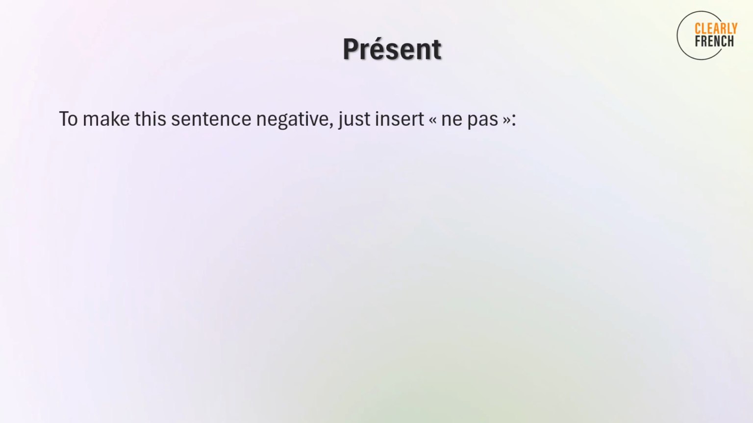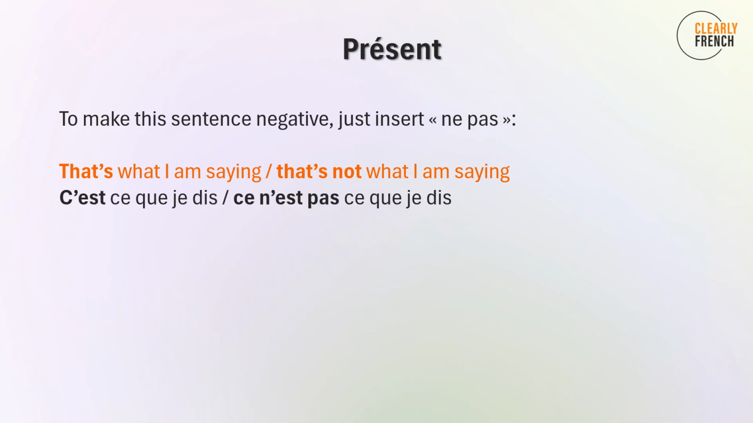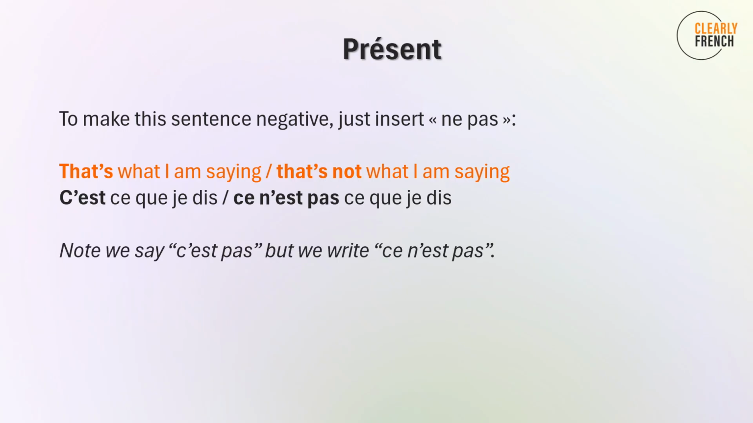As a side note, if you want to make this sentence negative, you just insert ne pas. So "that's what I'm saying" becomes "that's not what I'm saying". C'est ce que je dis becomes ce n'est pas ce que je dis. And of course, when we speak, we say c'est pas. So c'est pas ce que je dis.